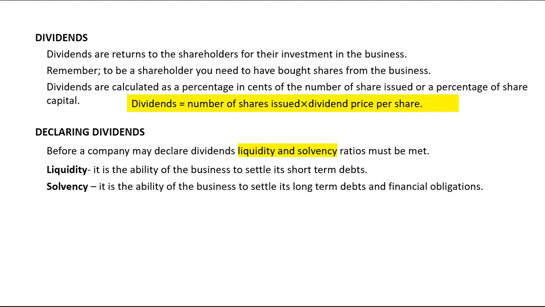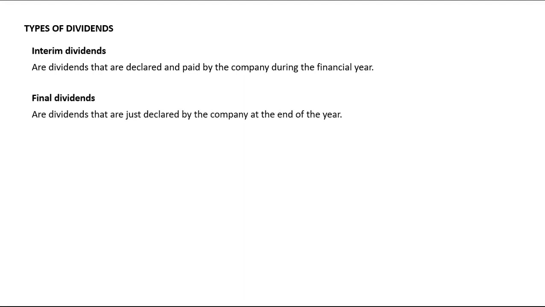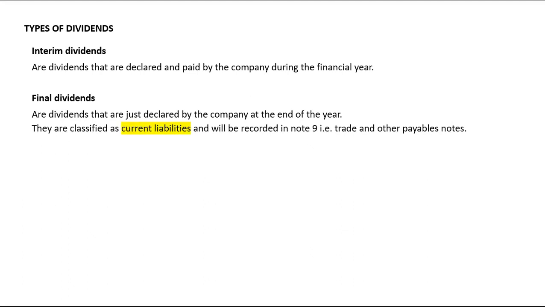Once the company declares dividends, it is obligated to pay those dividends. Now, what type of dividends do we have? We've got interim dividends, and interim dividends are dividends that are declared and paid by the company during the financial year. Final dividends are dividends that are declared but not paid. So meaning that final dividends, we are going to classify them as current liabilities because they were just declared, they were not paid.